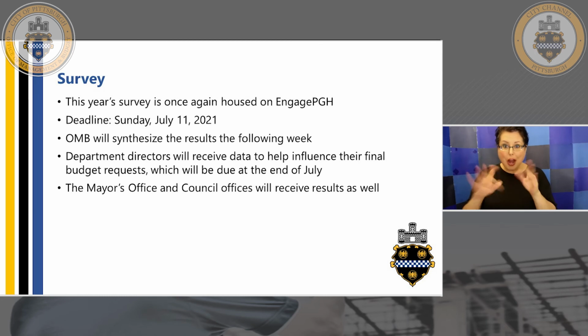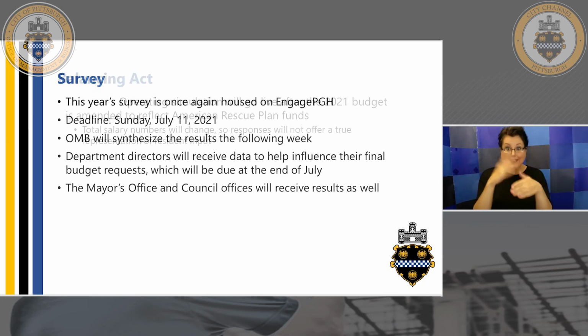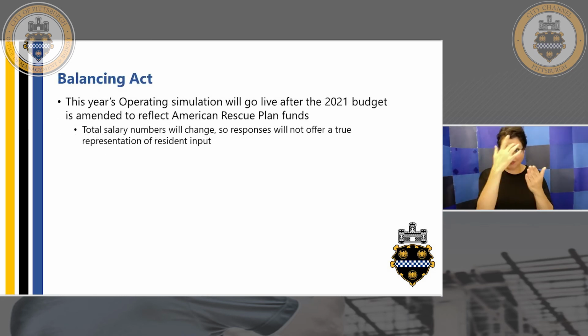Given the timing and the remote nature of last year, that wasn't the case. So I'm very excited that we'll be able to work through that this year. And then the mayor's office and council offices will receive these results as well. And like we did last year, we will do a summary memo closer to the end of the year. So one thing that I didn't mention thus far, and if you have been paying attention to the Engage PGH site, you haven't seen is balancing act for operating. So this year's operating simulation will go live after the 2021 budget is amended to reflect American Rescue Plan funding. The total salary numbers will change pretty drastically.